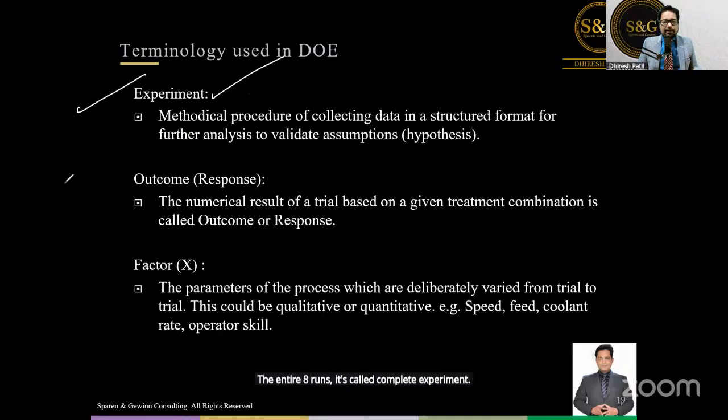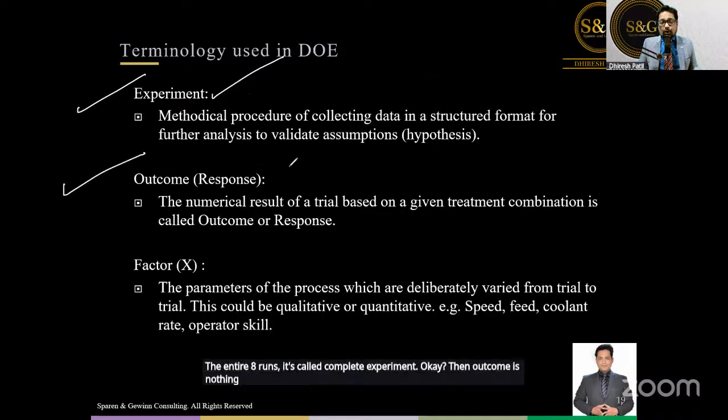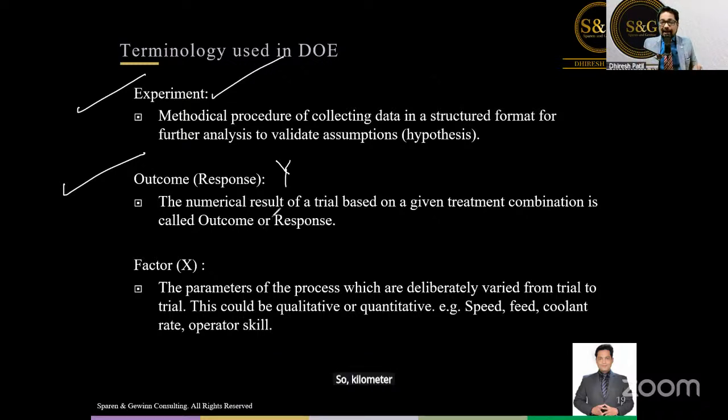Then outcome is nothing but the response, which is nothing but the y. So kilometer per liter is the y. Test of the t is the y. Okay. Factors are the x's which we have seen. So we identify all the factors, right?